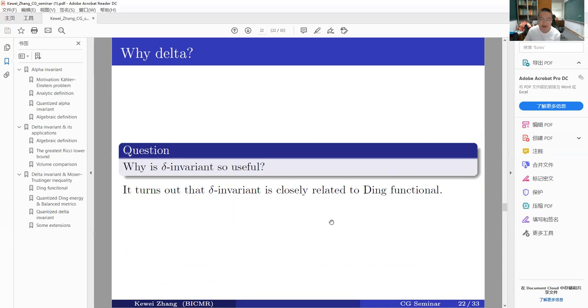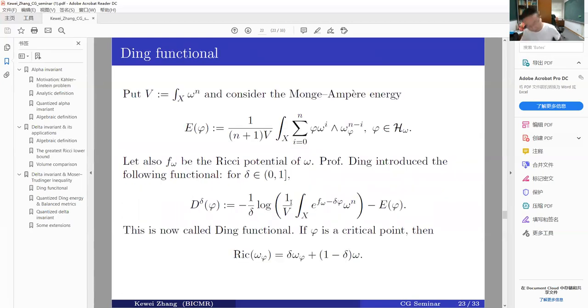It turns out that the delta invariant is closely related to the Ding functional. So basically, the results I mentioned earlier already used a lot of this fact. But now one has to sit down and write down the definition so one can further study such a quantity. Now let's recall the definition of the Ding functional.